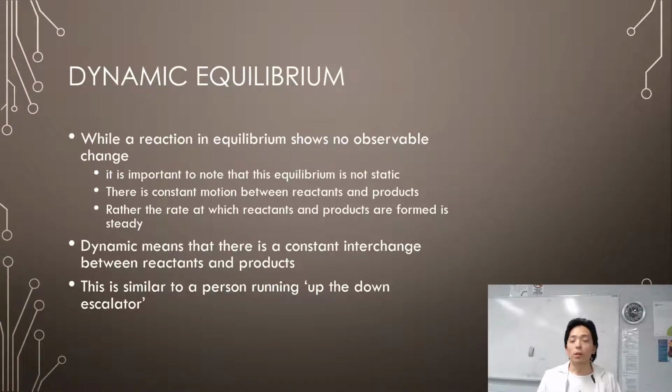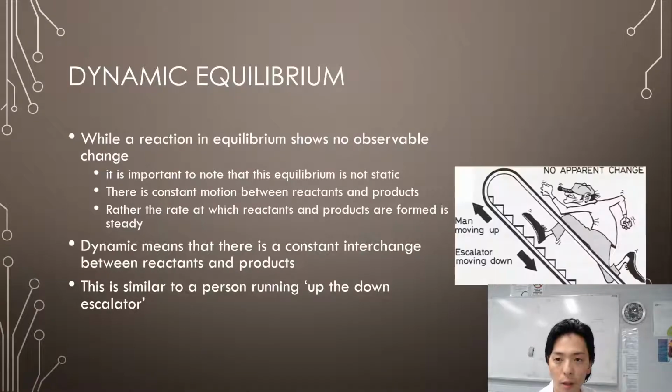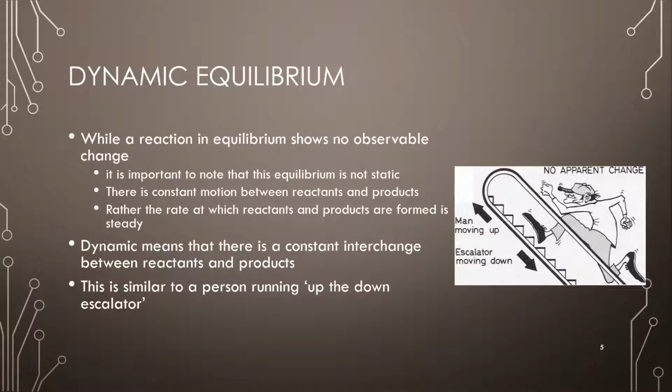This is similar to a person going up the down escalator. You can see the diagram right below, above me. So yeah, like that. The escalator is going down, but this person is trying to go up. There is no apparent change in the position of where he is. There is no apparent change, but things are happening.